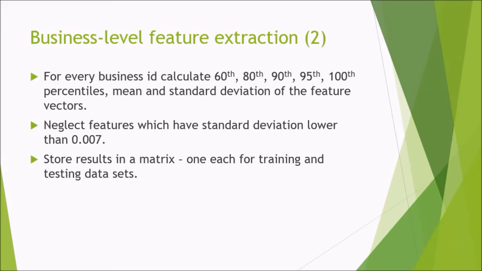For every business ID, I've calculated the 60th, 80th, 90th, 95th, and the 100th percentile mean and standard deviation of the feature vector. Also, we ignore all those features which have standard deviation lower than 0.007. These calculations help us capturing rich information about the business. The percentile calculation, mean and standard deviation for each business are stored in a matrix for both training and testing datasets respectively.